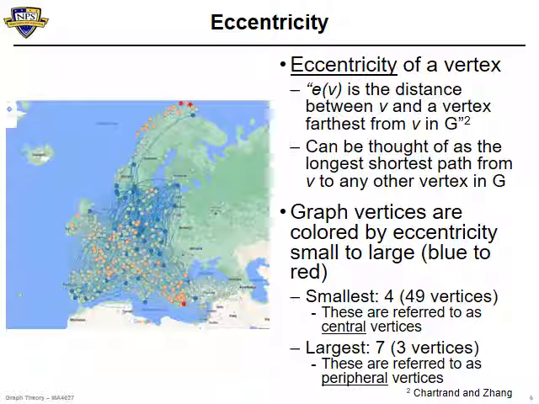Graph vertices on the left are colored by their eccentricity from small to large, and color from blue to red. The smallest eccentricity value in the graph is 4, and there are 49 of these vertices. We call these vertices central vertices. The largest eccentricity value is 7. There are 3 of these vertices, and we call them peripheral vertices.